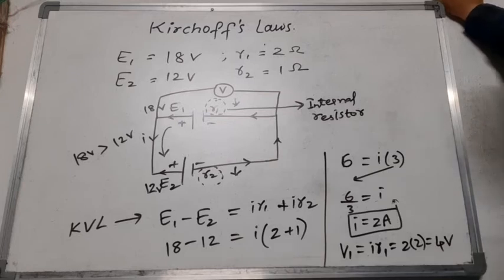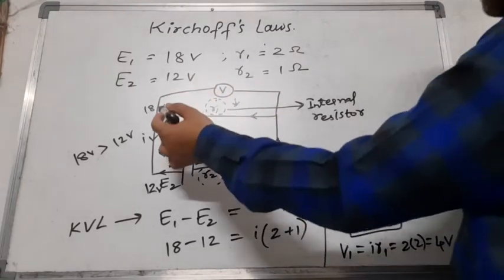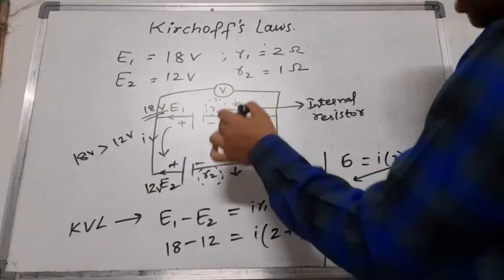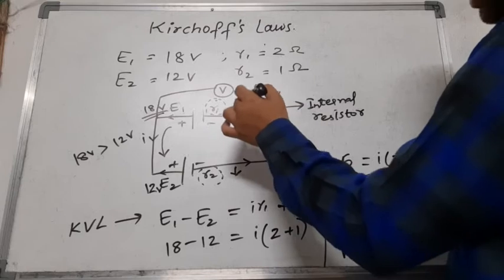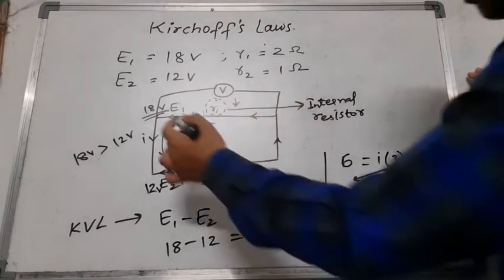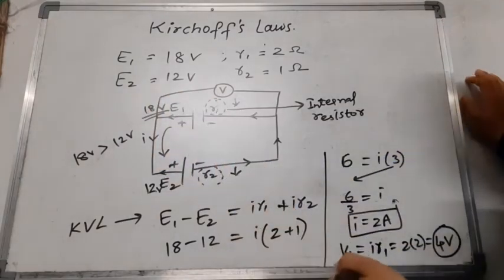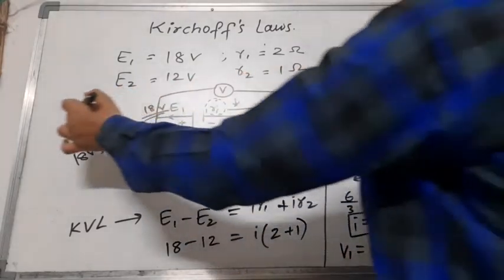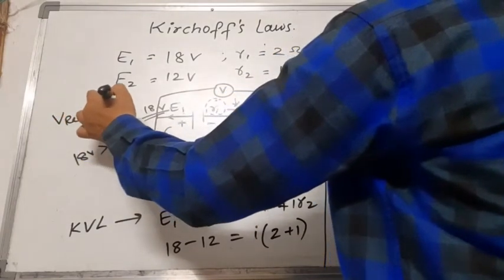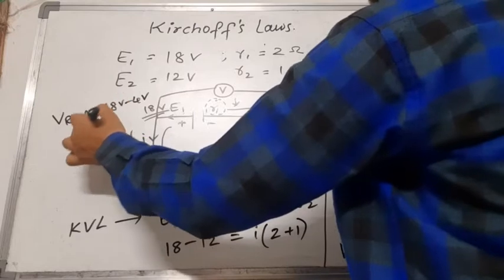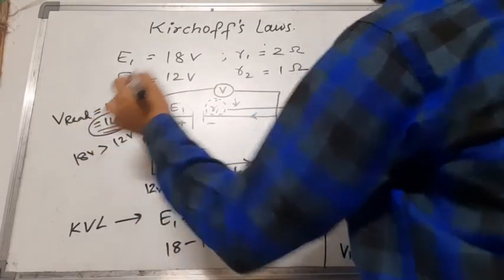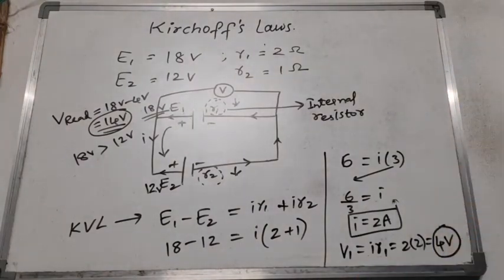Okay, 4 volts is the potential drop, and the total EMF is 18 volts. So the potential drop is 4 volts, and the total EMF of this battery is 18 volts. So the net reading, that is the voltmeter reading, how much does it read? 18 volts minus 4 volts, that is equal to 14 volts. It will show 14 volts reading, right?